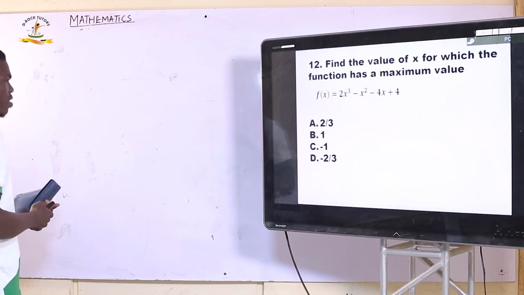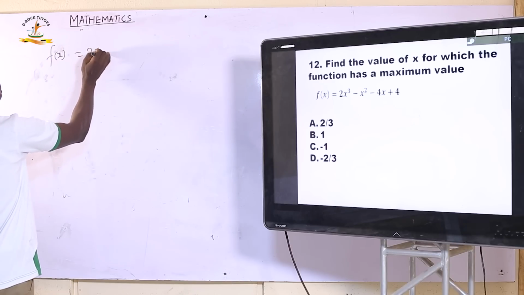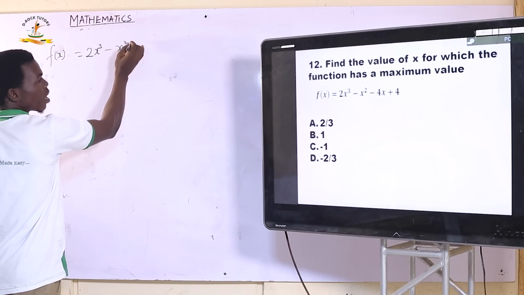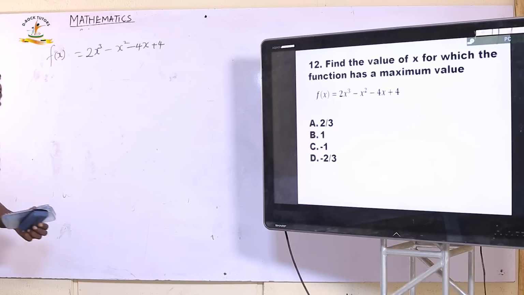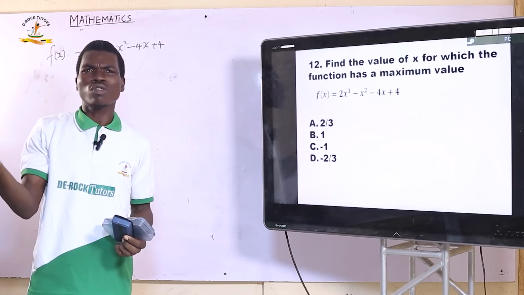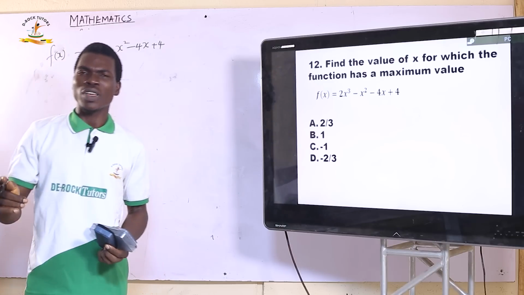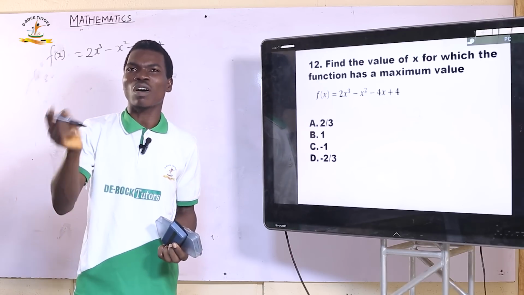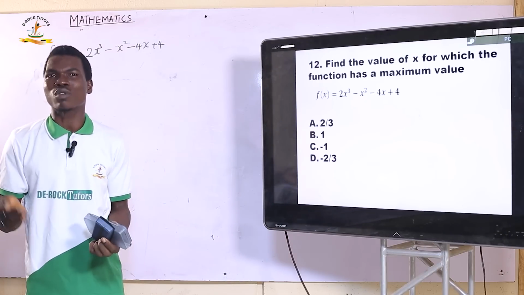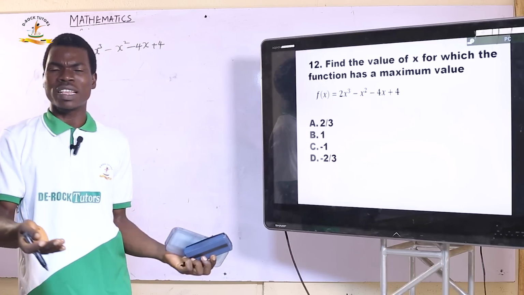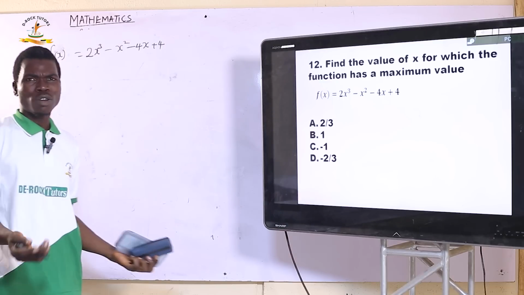So we have function of x. Function of x equals 2x cubed minus x squared minus 4x plus 4. And the question says, for which value is it going to be maximum. We need to get what we call the critical points. What are the critical points? The critical points are the points at which the gradient of this function is changing. The gradient is moving either from negative to positive, or from positive to negative, or from positive or negative to 0. So those are the critical points.